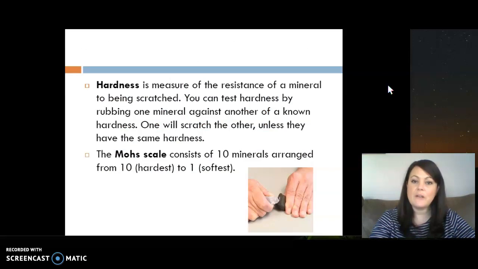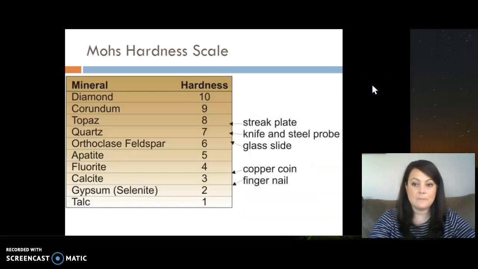Hardness is a measure of the resistance of the mineral to being scratched. You can test hardness by rubbing one mineral against another of a known hardness. One will scratch the other unless they have the same hardness. The Mohs scale consists of 10 minerals arranged from 10, which is the hardest, to 1, which is the softest.